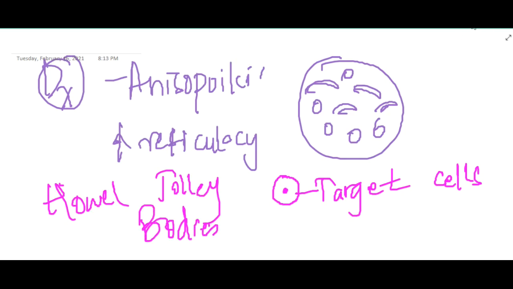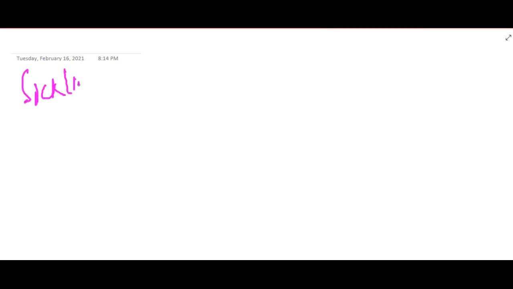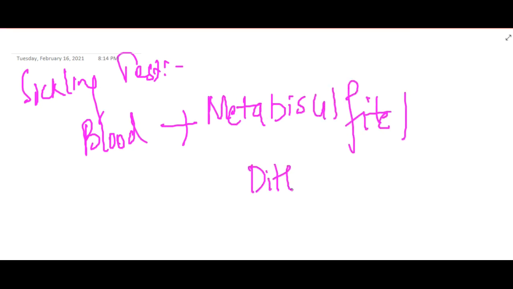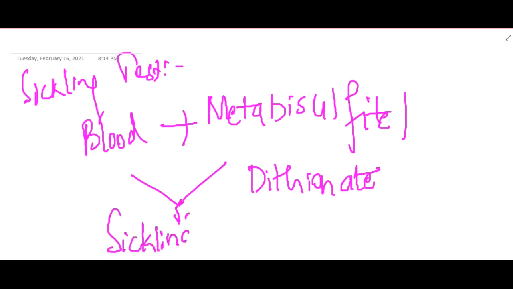Then if we do the sickling test, in the sickling test we will mix a blood sample with metabisulfite or dithionite. If we mix the blood with metabisulfite or dithionite, it causes sickling of RBC. Then how do you diagnose it?